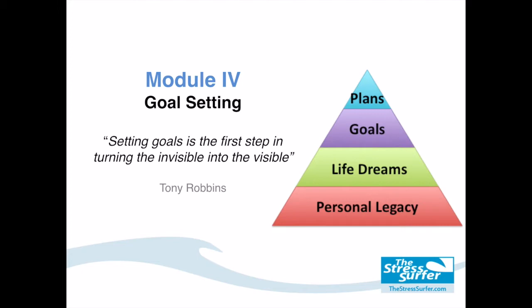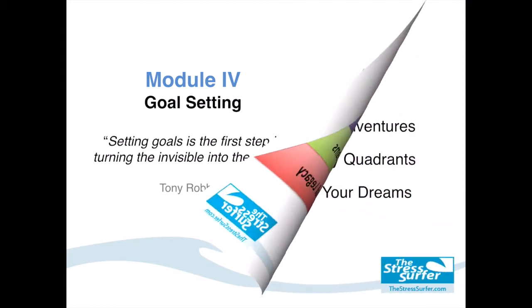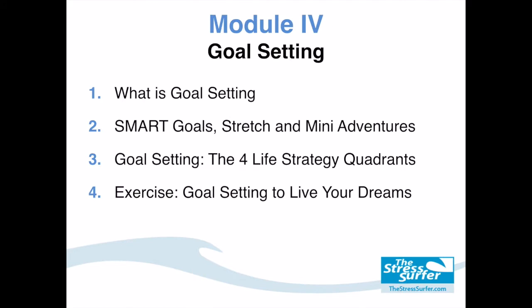Module 4, Goal Setting. Setting goals is the first step in turning the invisible into the visible. Tony Robbins. In Module 4, Goal Setting, we're going to take a look at what exactly is goal setting. We're going to have a look at goals, SMART goals, stretch goals, and mini adventures. We're going to apply goal setting to each of the 4 life strategy quadrants and do an exercise for you to set goals so that you can live your dreams.